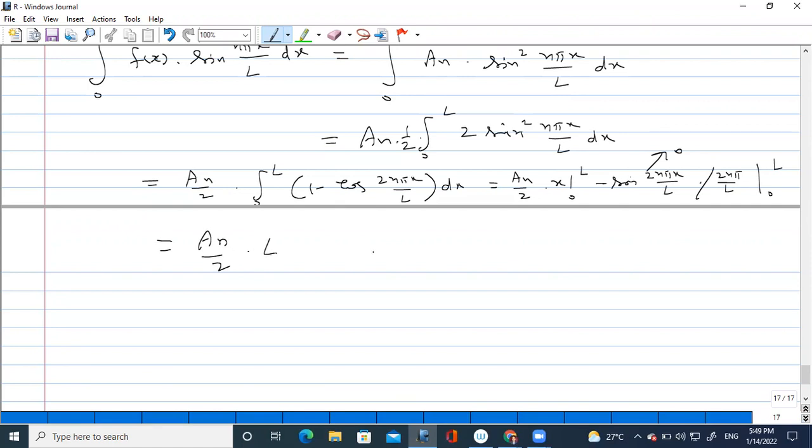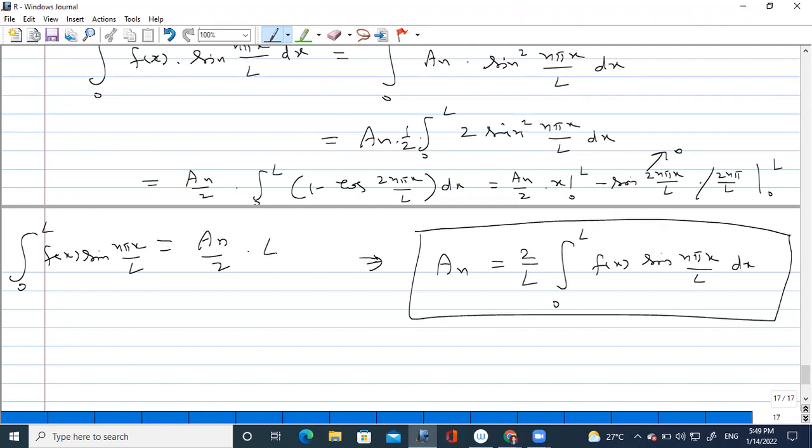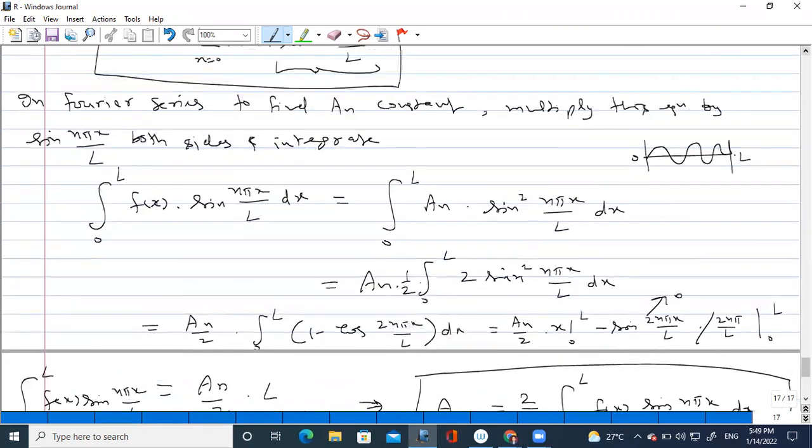Now you want to find an, which is equal to the integral 0 to L of f(x) sine n pi x by L. So in the sine series, this formula we directly use. You can check it. So an will be 2 by L, integral 0 to L, f(x) sine n pi x by L dx. So this is the value of the an coefficient. Note it down here.